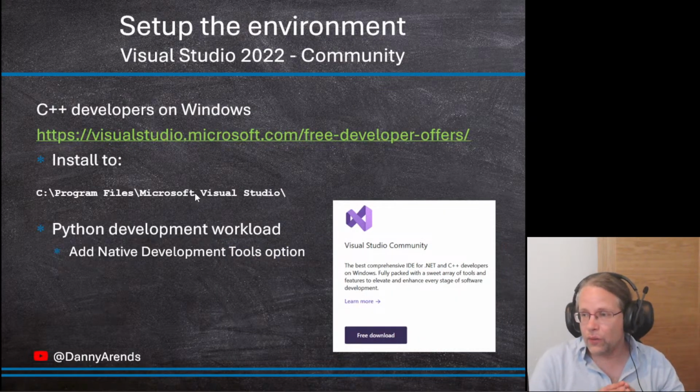All right, so the next thing that we want to get is Visual Studio. So Visual Studio, we need that to compile the C++ code, which is used in Torch, so in PyTorch.